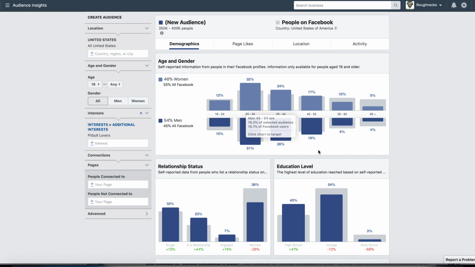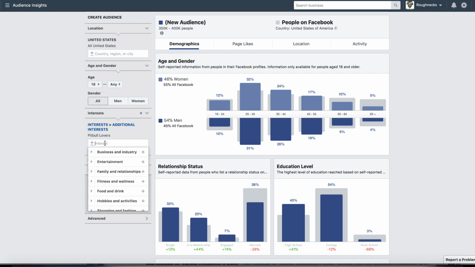You're trying to get them to want to purchase, but you guys wouldn't know any of that because you're not caring. You guys aren't taking the time to look at that. Then you could add another interest. So you're like, all right, let's start getting specific. Let's see who I really want to target.